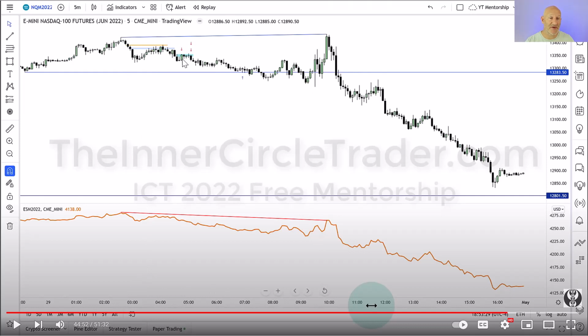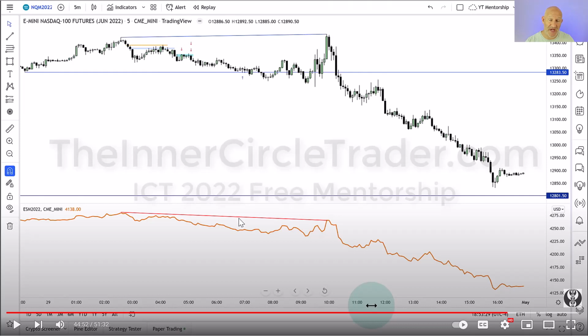If we specifically look at the NASDAQ first, from this swing high here to this swing high here, you can see the highs at 10 o'clock actually eclipse the highs at 2 o'clock. So we have a run on this liquidity here. We have a run on these stops up here.